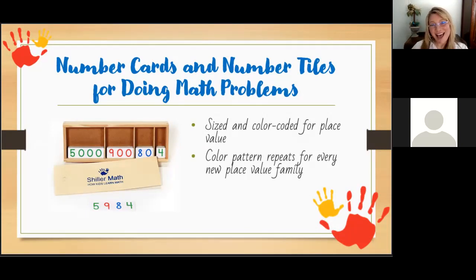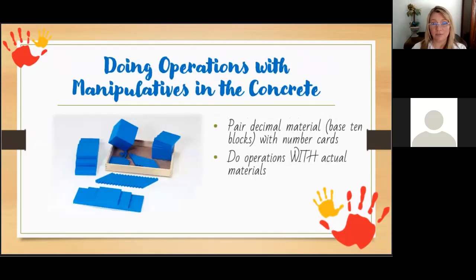So you've got your number cards and number tiles. Of course, the number tiles are simply that next step towards abstraction. Once you're using the number tiles, you're no longer using the number cards that are sized algorithmically for that place value. Pair those with the decimal material. You've got the decimal material and number cards used together, and then those number tiles are for use after those.